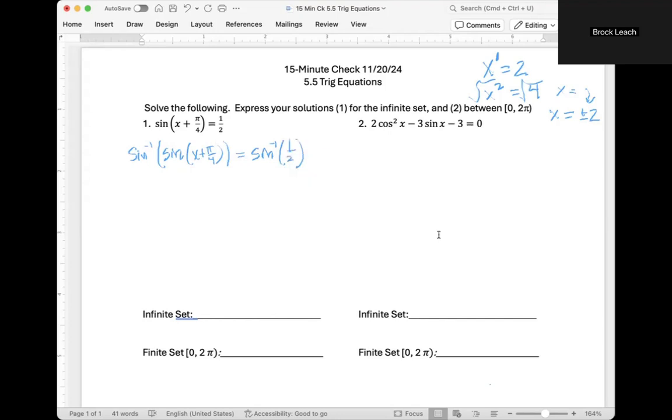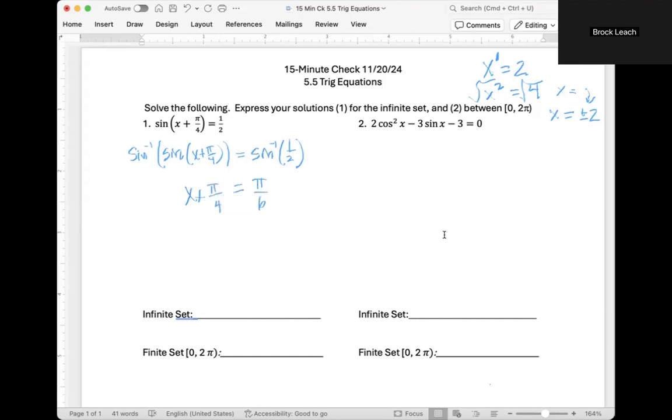The arc sine of 1/2 gives us an angle where the sine is equal to 1/2. What is that angle in radians? You guys can type that into your chat box. What is the arc sine of 1/2? That is correct. It's the y value when we're at 30 degrees, or pi over 6. So now what I have is x plus pi over 4 is pi over 6.